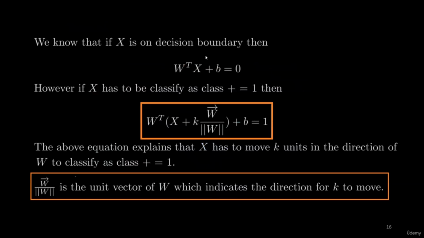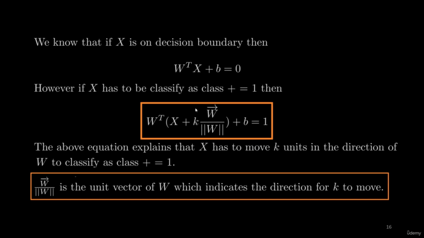We know that if x is on the decision boundary, its value is 0, that is, this equation will be 0. However, if x has to be classified as class positive, that is class 1, then this equation will become this equation. It is very important to understand how we transform this equation to this equation. If you see the right hand side, this equation is for the point at the decision boundary, and this is for the point that has already traveled k units to reach the positive class. So this is our positive class and this is our decision boundary. Therefore this is the equation.